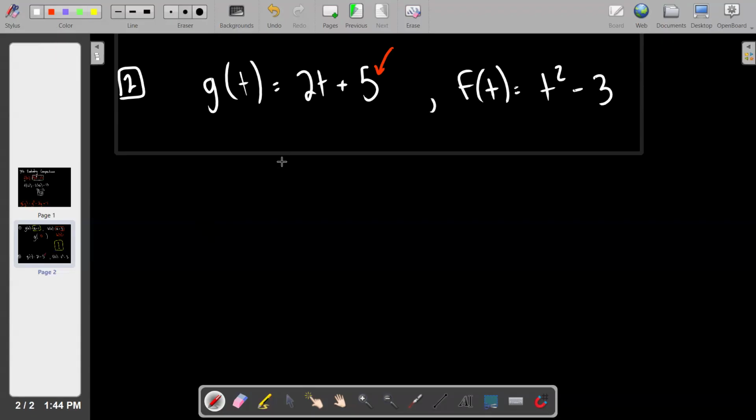So the problem says to do g of something, and the something is f of -1. So what's the name of our first math problem? What do we do first?